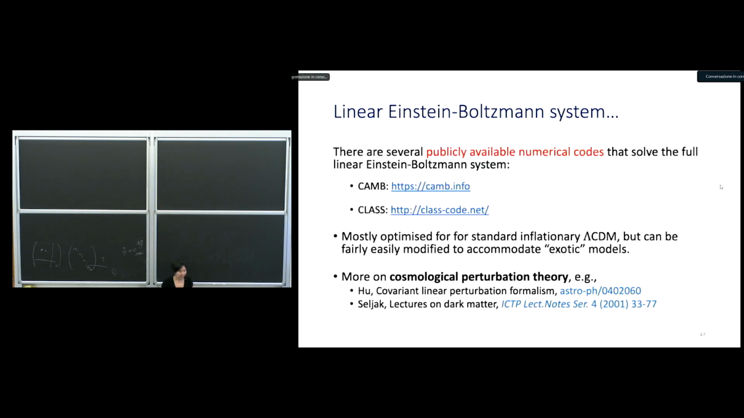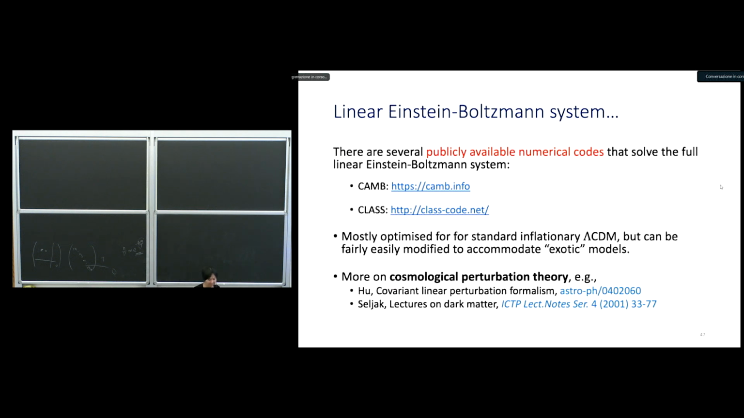Now, those of you interested to play with this kind of system, there are a couple of codes at the moment that are very popular. One's called CAMB and the other one's called CLASS. They are mostly optimized for doing standard inflationary lambda CDM, but you can fairly easily modify them to accommodate exotic models as well. And further information on cosmological perturbation theory you can find in these lectures.